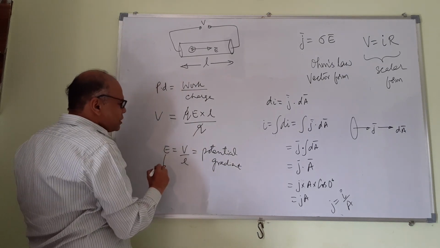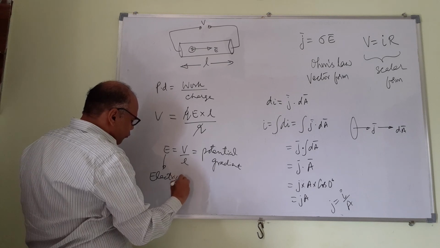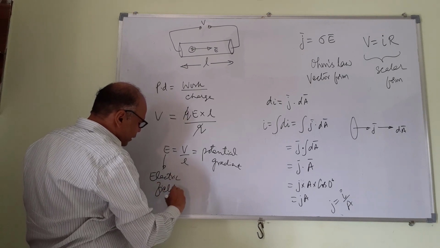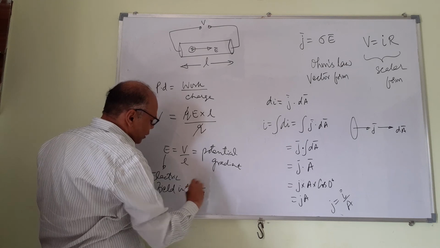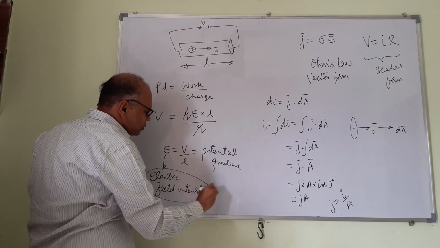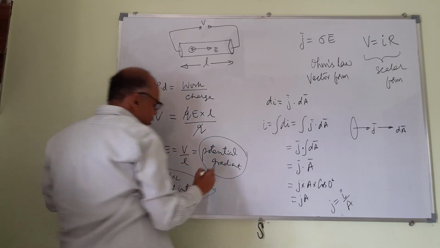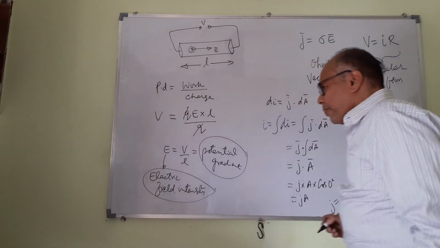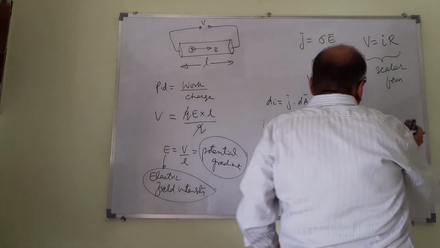And E is of course the electric field intensity. Both these are synonymous. Whether it is a potential gradient or electric field intensity, it means the same. So let's get back to this.